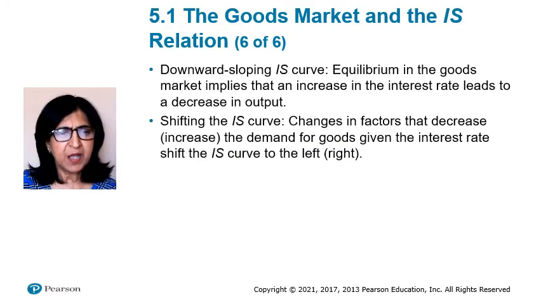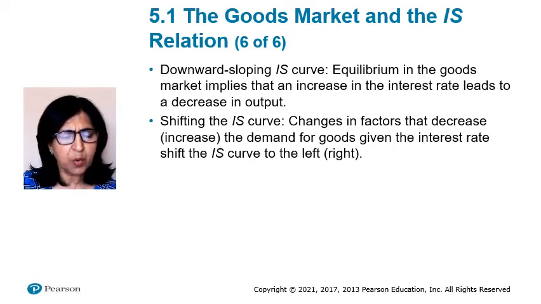Conclusion. Any factor that, for a given interest rate, decreases the equilibrium level of output causes the IS curve to shift to the left. We have looked at an increase in taxes, but the same would hold for a decrease in government spending or in consumer confidence, which decreases consumption given disposable income.